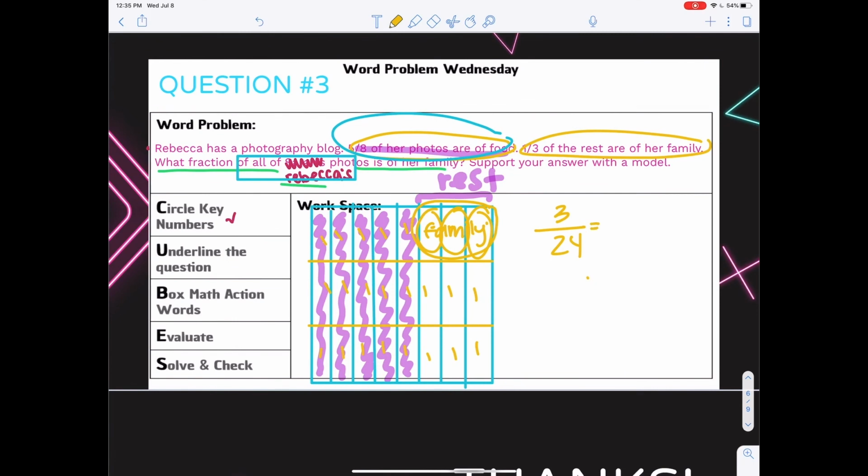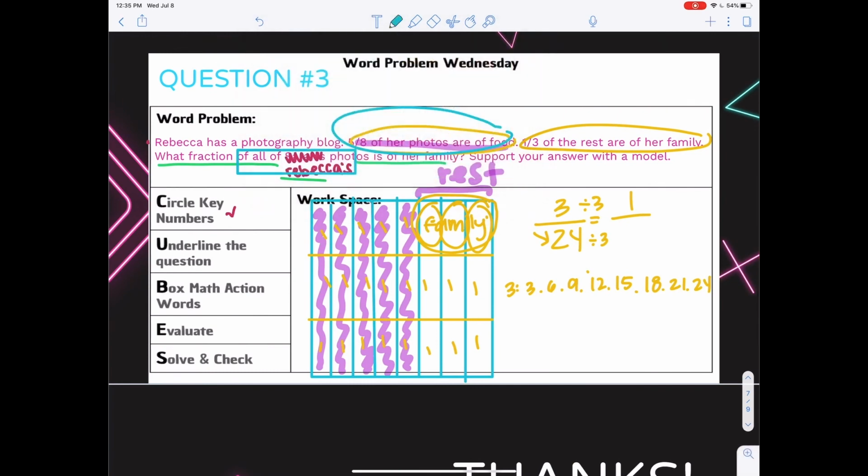And then we could simplify this. I know that 24 is a multiple of 3, and we can just show you right there. So it's 3, 6, 9, 12, 15, 18, 21, and finally 24. So 3 divided by 3 is 1. 24 divided by 3 is, and we can count it here. I'm going to use a different color, I mean. 1, 2, 3, 4, 5, 6, 7, and 8. So 1/8, or 3/24, is your answer.